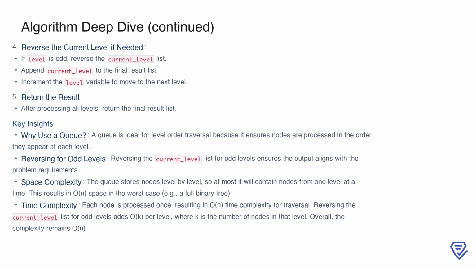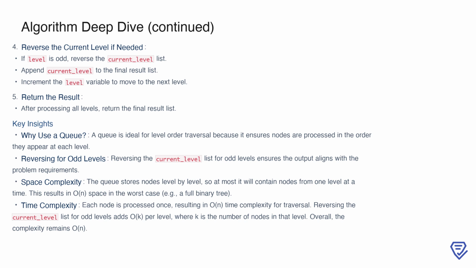This approach works well due to the properties of the queue, which ensures that nodes are processed in the correct order for each level. The reversal step for odd levels is what allows us to meet the problem's requirements. In terms of complexity, the algorithm is efficient. Each node is processed once, resulting in O(n) time complexity, where n is the total number of nodes. Reversing the list for odd levels adds a minor overhead but keeps the overall complexity at O(n).